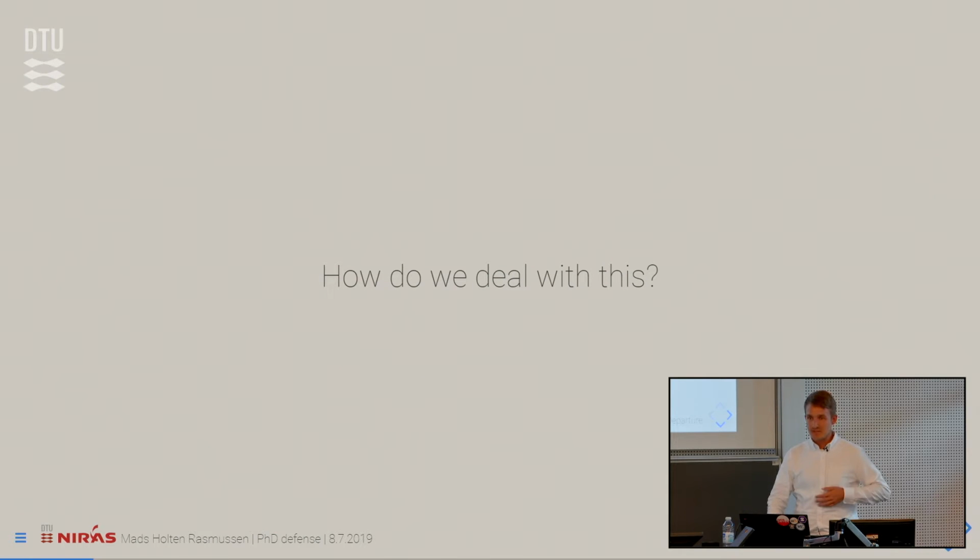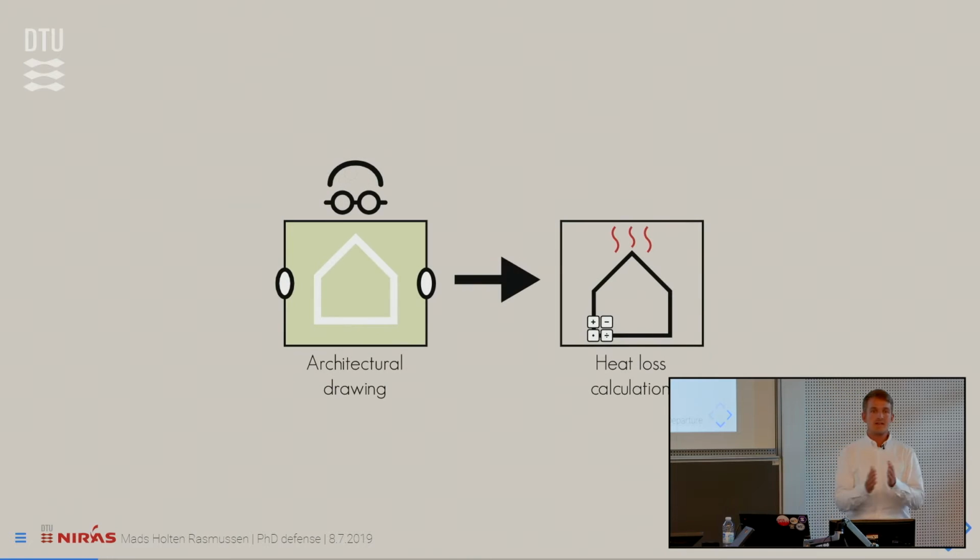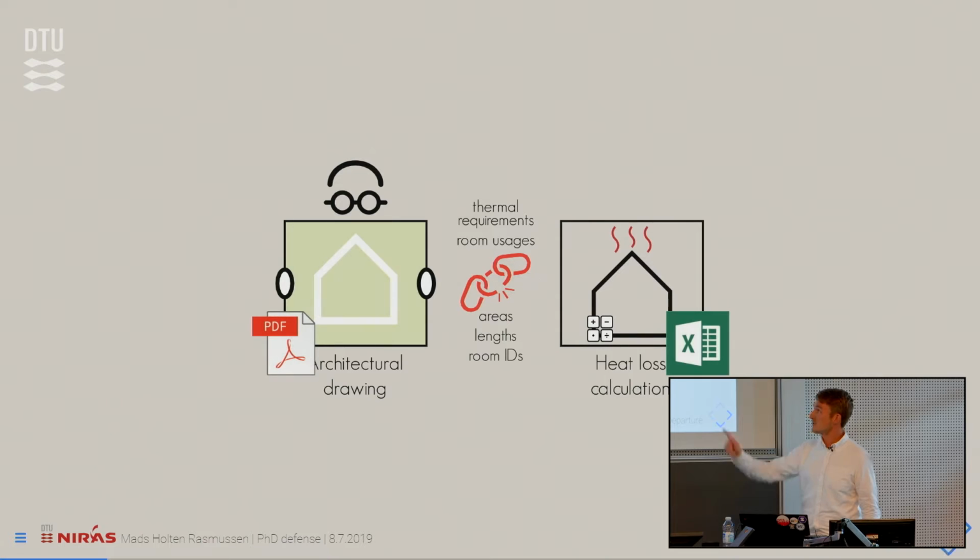In the current situation, if you ask some engineer what he needs in order to do a heat loss calculation, he would say, I need the latest architectural drawings. But what he actually needs is something like thermal requirements of the rooms and usages of the rooms, and then some properties related to the geometry. But the way he's receiving that today is through PDF documents. There's no link between it.